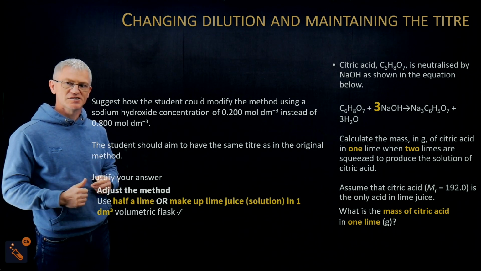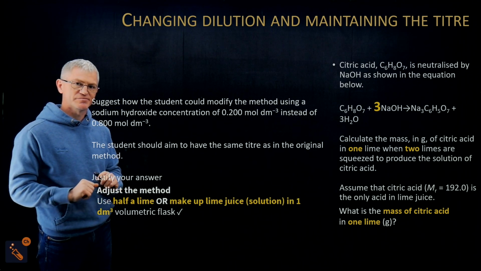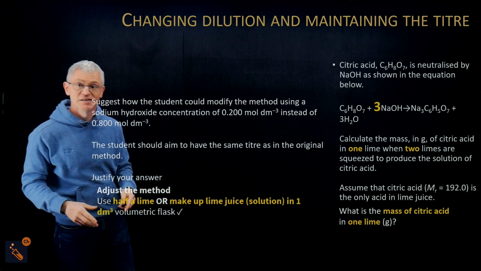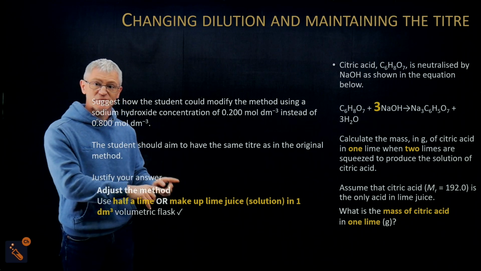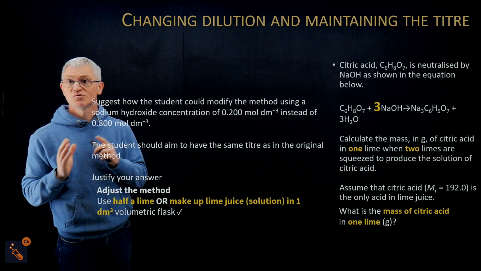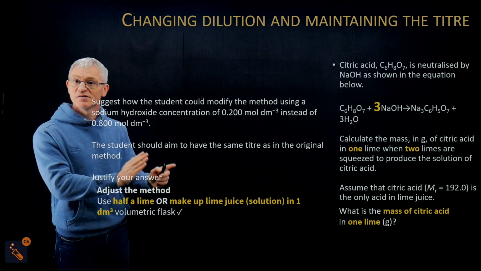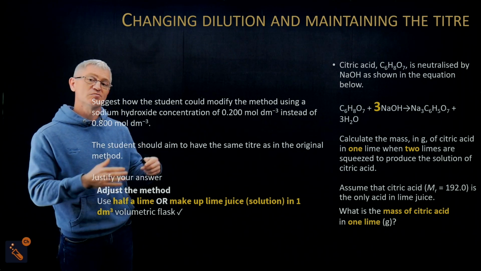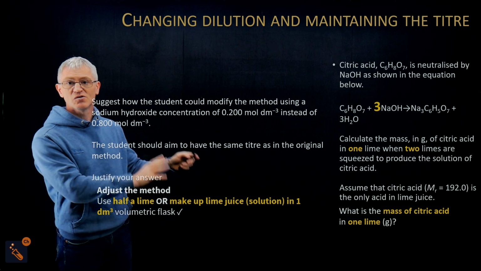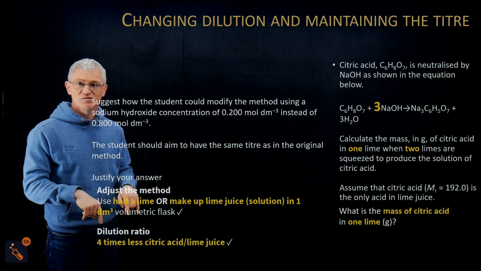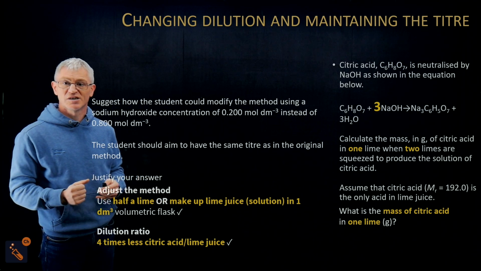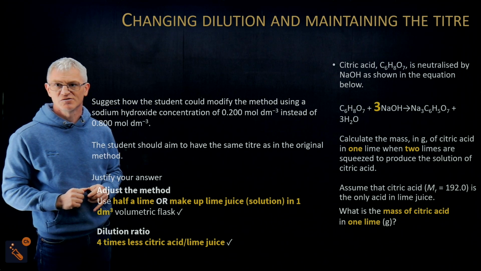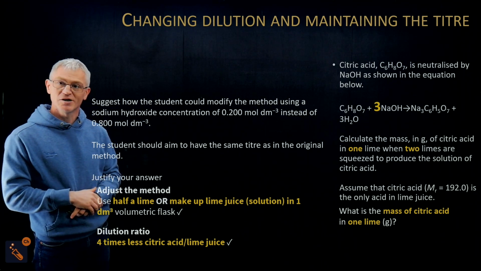Okay, right, so this is what you do. You take half a lime, because we start with 2 limes, and 1/4 of 2 limes is half a lime. The other thing is, we can make the solution up to 1 decimetre cubed. It was 250. 250 times 4 is 1, which means that it will become 4 times more diluted. So half a lime would make it 4 times more diluted, or just make up to 1 decimetre cubed. Also, dilution ratio. Just put in 4 times less. This will result in you putting in 4 times less citric acid or lime juice. So both would get you your marks.